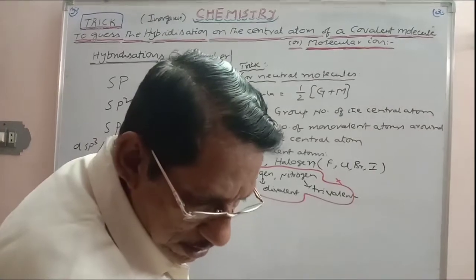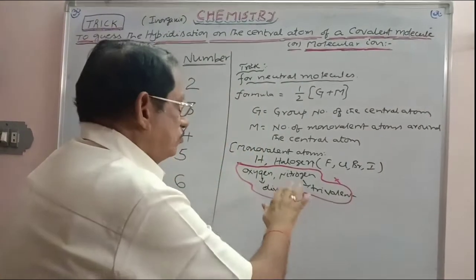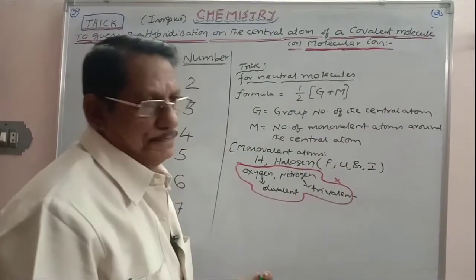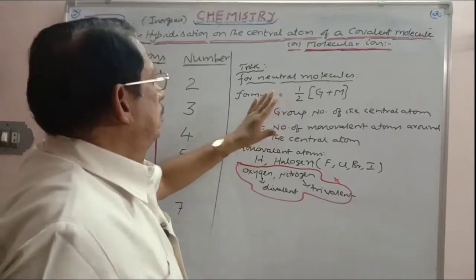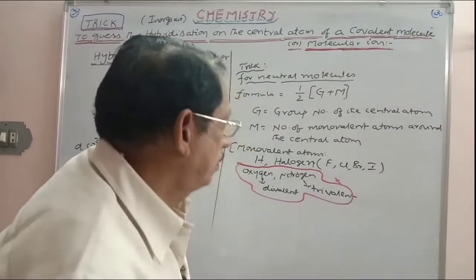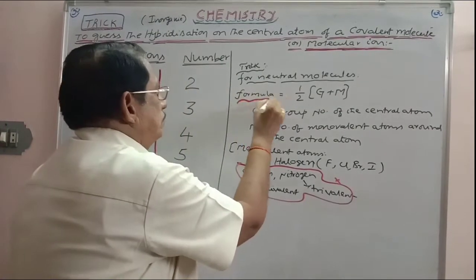You need not consider those atoms when they are around the central atom. You need not count them. So this is the way you have to adapt the formula: half into G plus M.